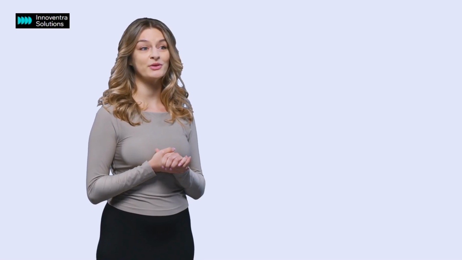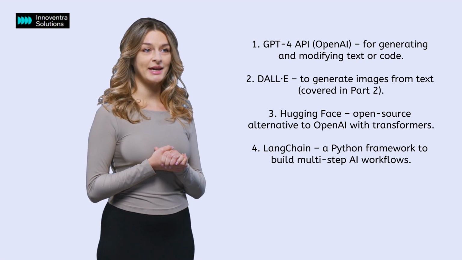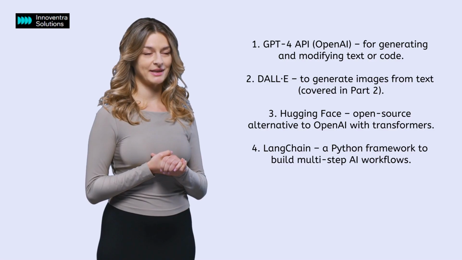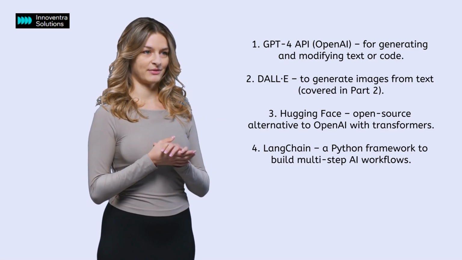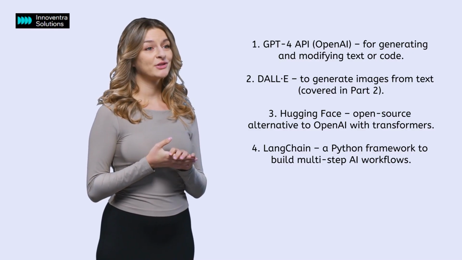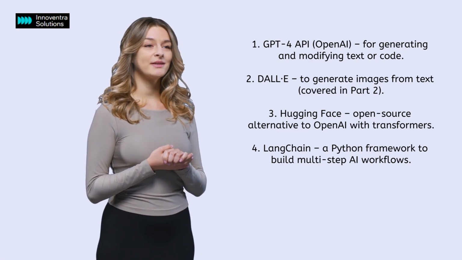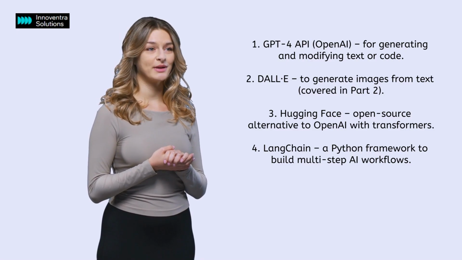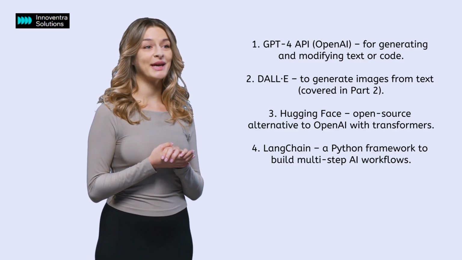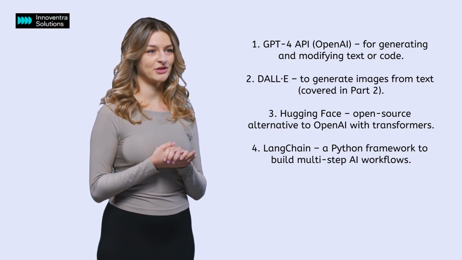Here are the 4 tools we'll use in this series. 1. GPT-4 API, OpenAI, for generating and modifying text or code. 2. DALL-E, to generate images from text, covered in part 2. 3. Hugging Face, open source alternative to OpenAI with transformers. 4. LangChain, a Python framework to build multi-step AI workflows. In this video, we'll focus on OpenAI's GPT API using Python and make 2 small but powerful tools. Let's jump into the code.